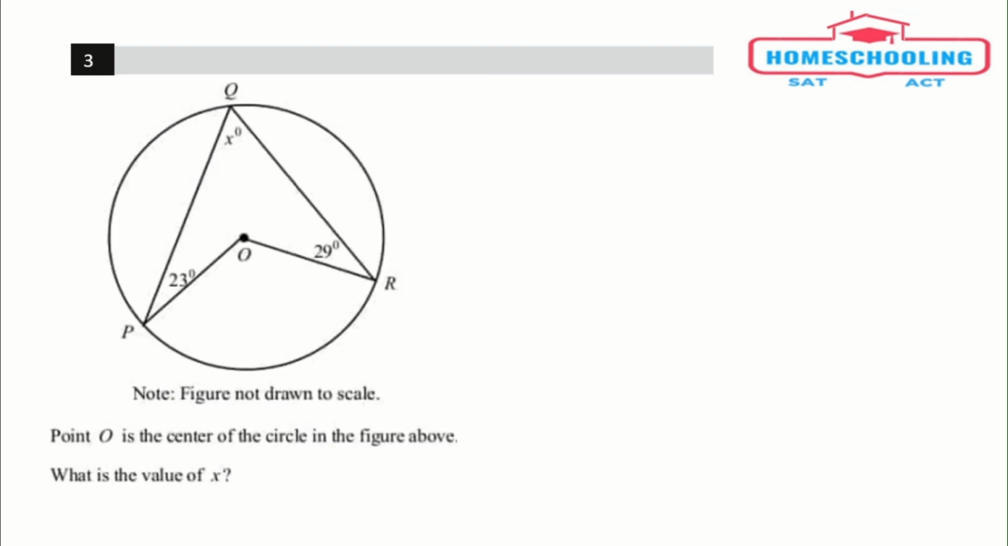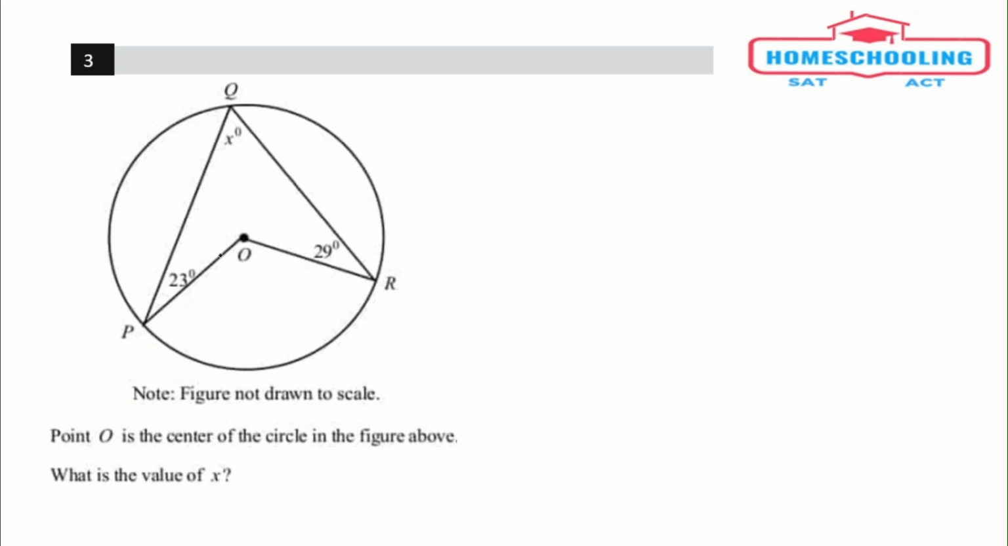Now moving to the next question. On a first look, this question seems a little bit difficult, but trust me, this is not difficult at all. In the question, point O is the center of the circle, and we know these two angles. We have to find the value of x.